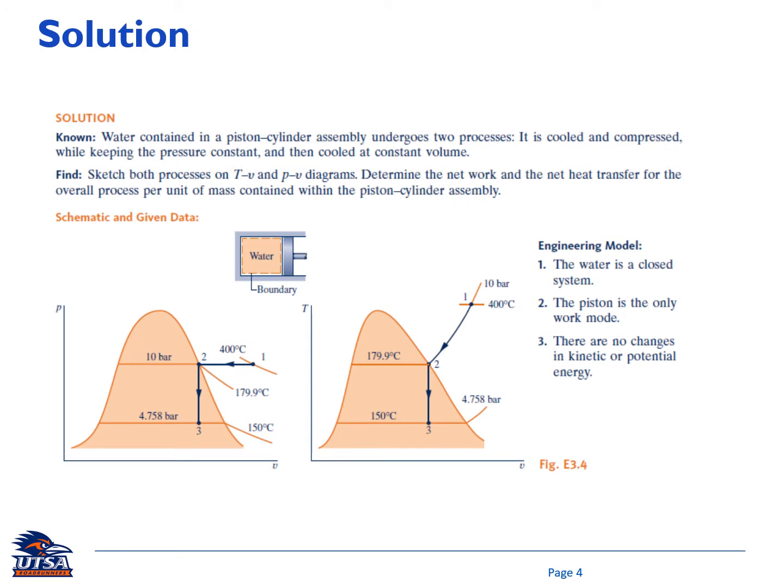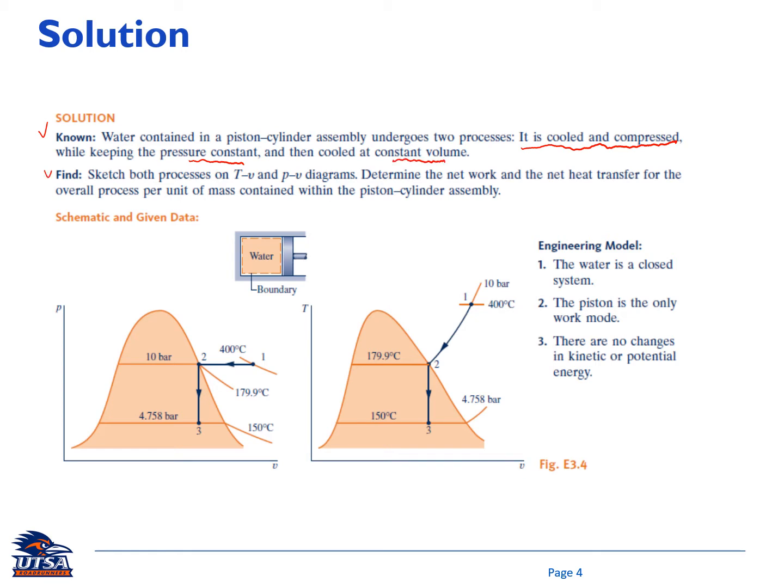Okay, let's solve this problem. As I showed you in chapter 1, you need to follow the steps there. First is what is known for this problem. For sure it is water contained in a piston cylinder assembly undergoing two processes. Process number 1 is cooling and compression while the pressure is kept constant. And in the second process, the system is cooled at constant volume, so delta V equals 0.